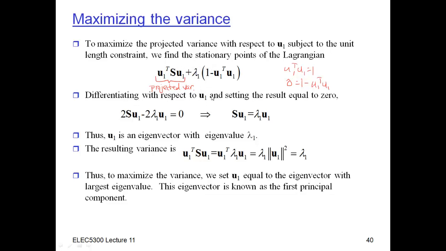So let's differentiate this with respect to U1. Remember, this is like a quadratic, so this is like S U1 squared. So when I differentiate this one, I just get 2 S U1. I differentiate just with respect to U1. This 1 goes to 0, and then this is like U1 squared, right? So when I differentiate this, I get a 2 U1, times lambda, so I get 2 S U1 minus 2 lambda 1 U1 is equal to 0. I can move this over to the other side, divide both sides by 2. I get this equation here. This is an eigenvector equation.